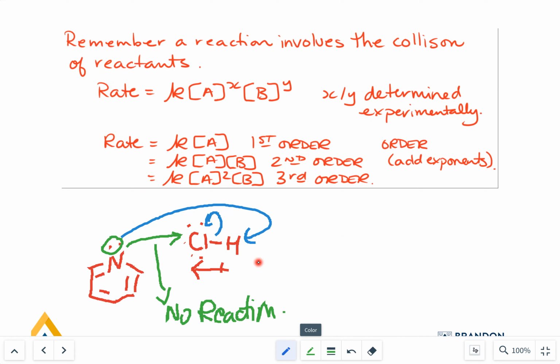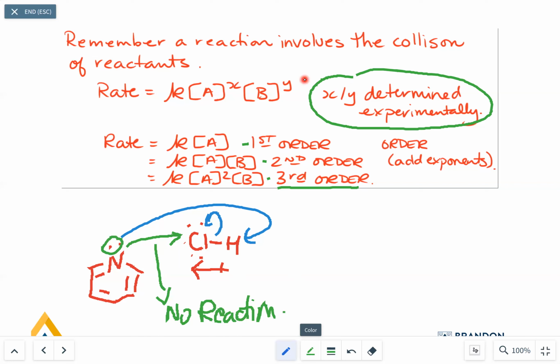But in physical chemistry terms, if you look at the rate of the reaction, you can basically add up the exponents here to determine if it's a first order reaction, a second order reaction, or a third order reaction. If it involves just one of the two substrates, we would say this is a first order reaction. If it involves both, then this is a second order reaction. And if it involves A squared times the concentration of B, this would be a third order reaction. You basically determine all of this experimentally.